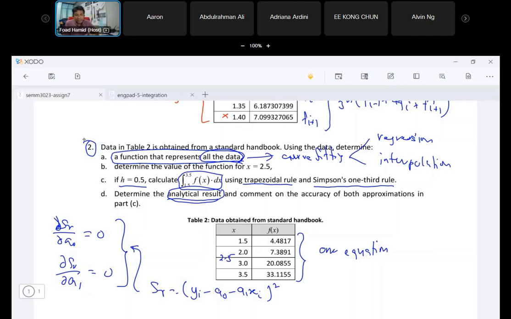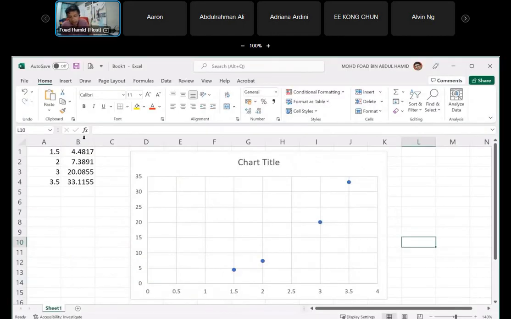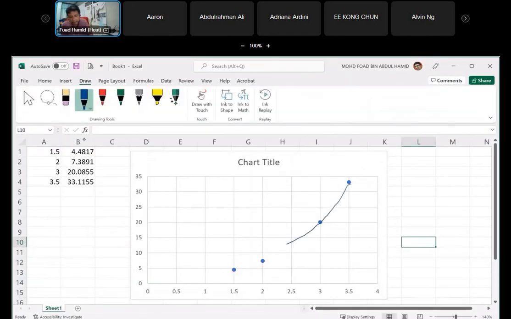So basically kita nak buat curve fitting. So what is curve fitting? Curve fitting is just this. Okay, so finding a curve. Itu yang kita nak buat. But how do we find the curve? Are we going to use regression or interpolation?